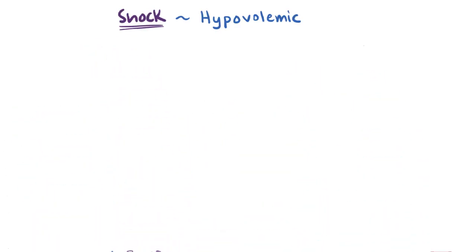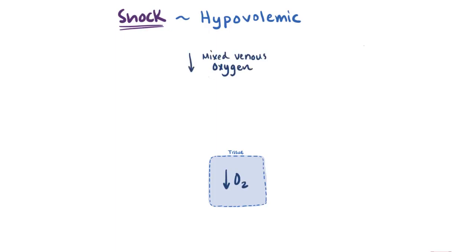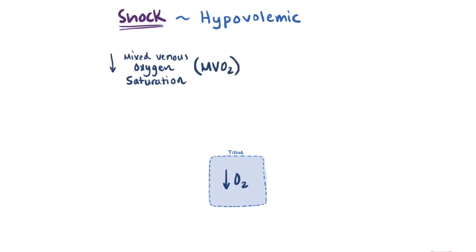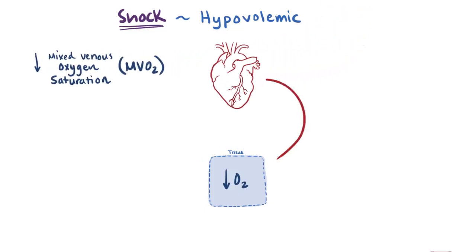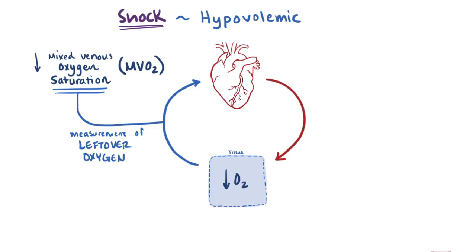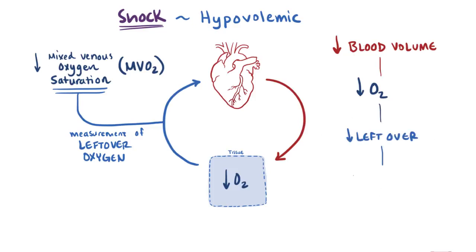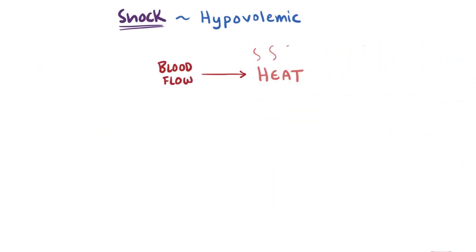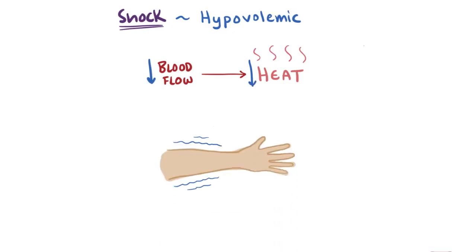A super important indicator of tissues not getting enough oxygen due to hypovolemia is a decreased mixed venous oxygen saturation, or MVO2. MVO2 is the amount of oxygen bound to hemoglobin in blood coming to the right side of the heart from the tissues. So it's like the amount of oxygen left over, or not extracted and used by the tissues. So if blood volume's down, that means oxygen's down, and there's going to be less left over, right? So MVO2 will be down with hypovolemic shock. Since blood flow provides heat to the tissues as well, when it's down, the skin starts to feel cool and clammy, and so hypovolemic shock is considered a cold shock.